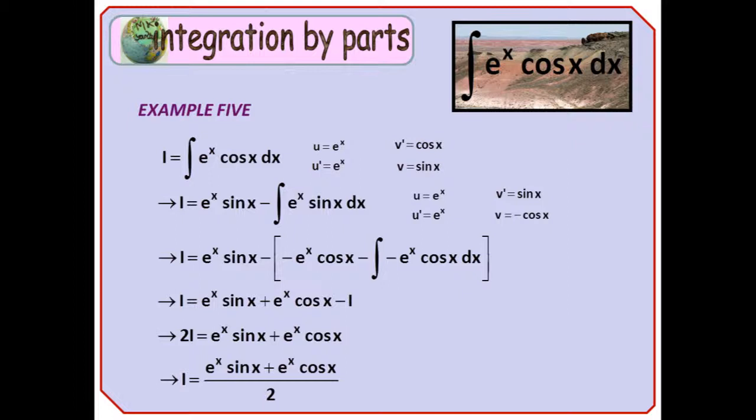Do it all again, consistently, using u as e to the x again, and we get e to the x sin x minus, brackets, minus e to the x cos x minus integral, minus e to the x cos x. And again, at first glance, it looks like we're back to the beginning, but now for the smart bit. We call the thing we were asked to find I, and that gives us I equals e to the x sin x plus e to the x cos x minus I, whence 2I is e to the x sin x plus e to the x cos x, and I is half of e to the x sin x plus e to the x cos x.